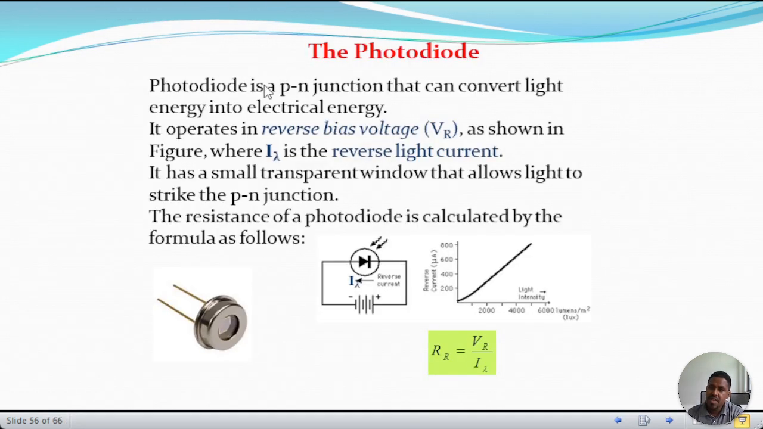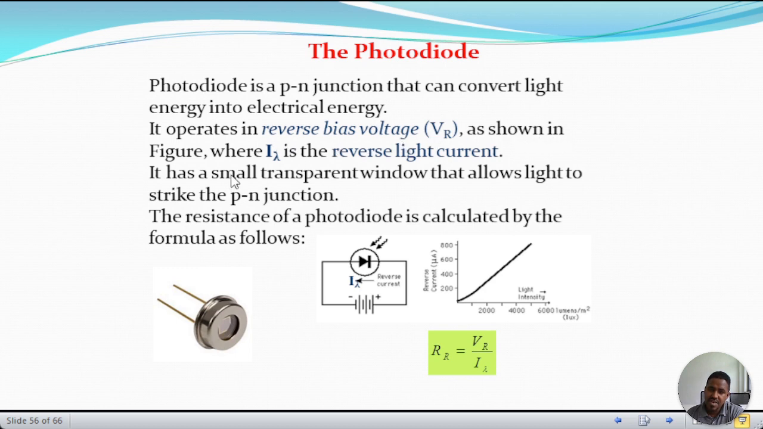Another type of optical diode is the photodiode. In the LED, electrical energy is converted to light energy, but in the photodiode it is the reverse. Look, a photodiode is a PN junction that converts light energy into electrical energy. It operates in reverse bias voltage.